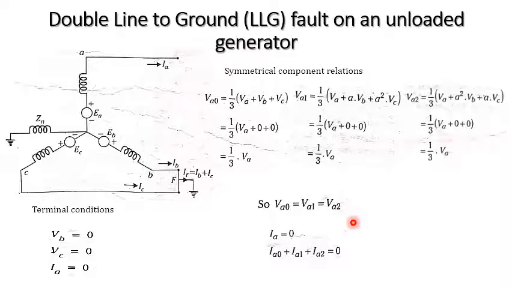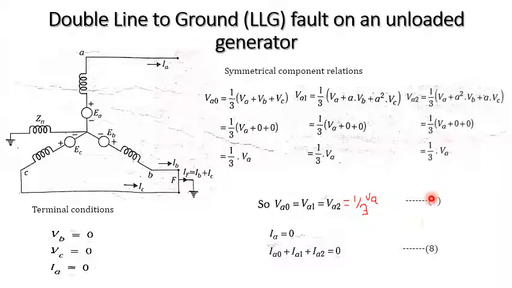Consider this as equation 7: VA0 = VA1 = VA2, which is equal to 1/3 times VA. Call this equation 8: IA0 = IA1 = IA2. That means IA = IA0 + IA1 + IA2 = 0.